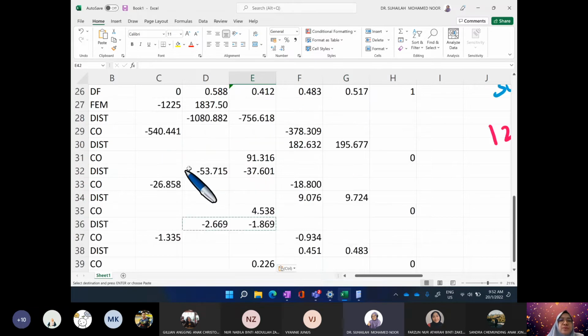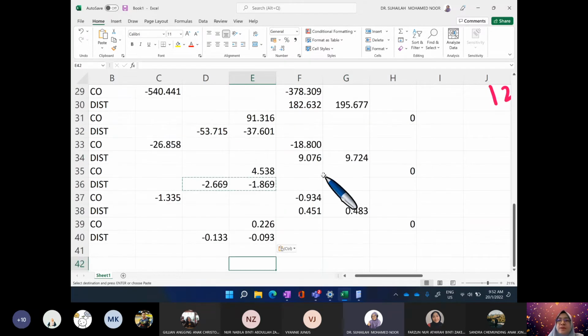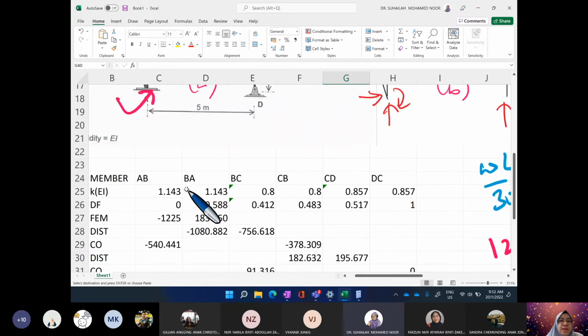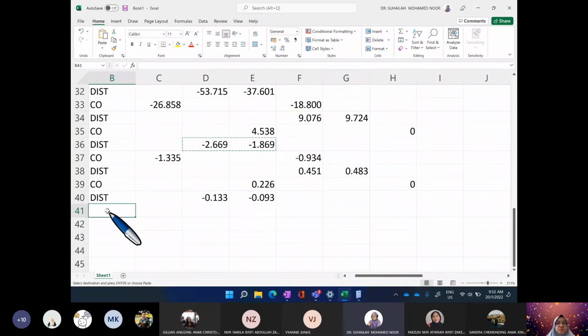Okay, we have to repeat the process again and again. So this is how we calculate using Excel. So now we reach 0.0 something here. So we can choose to stop. And then we just need to total the moment.